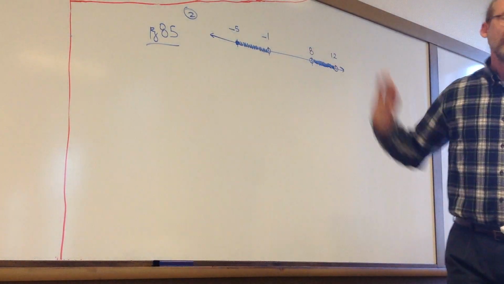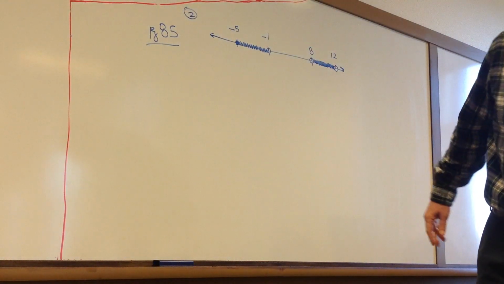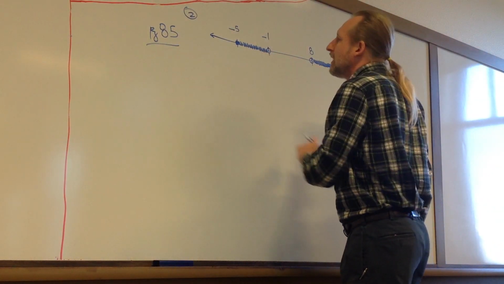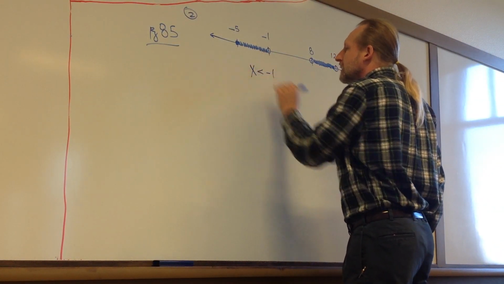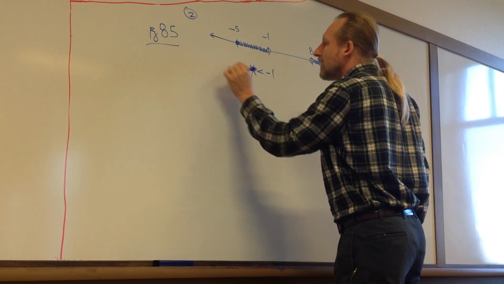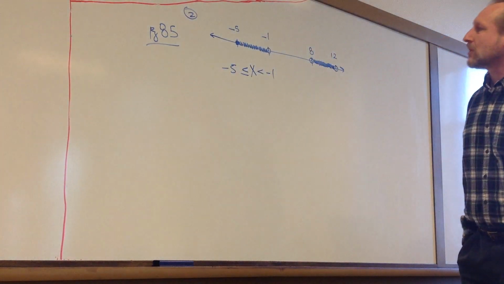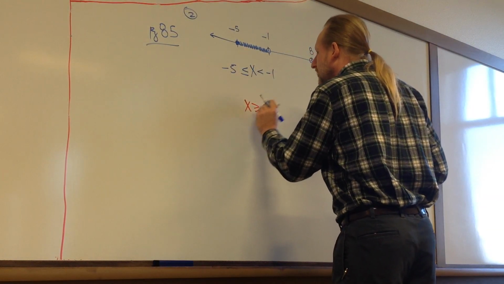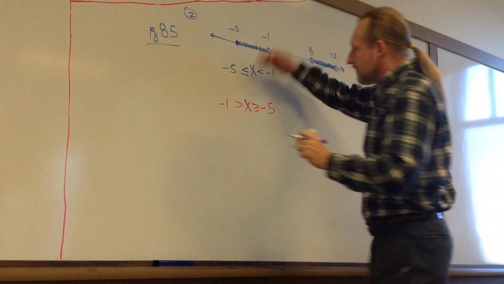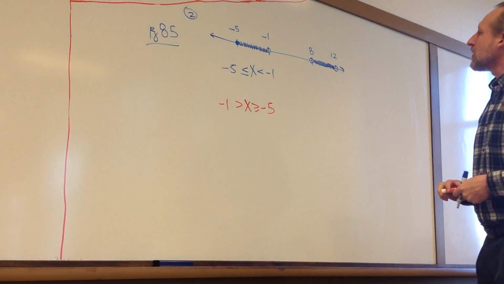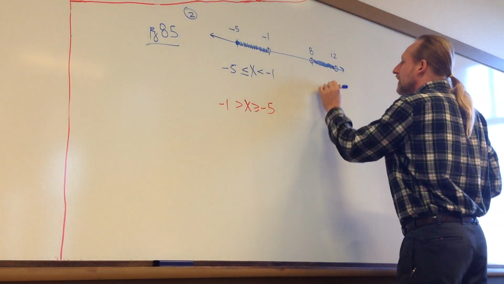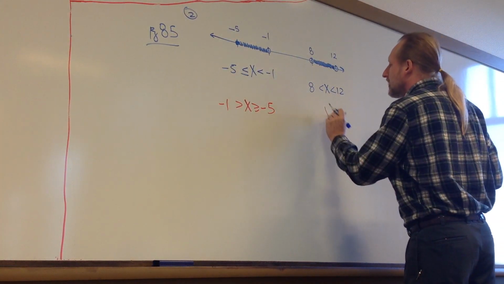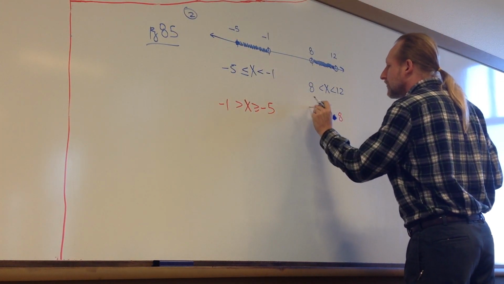We have 2 intervals to represent, so we're going to need 2 separate statements. The first statement that we want here is to say that x should be less than -1, but greater than or equal to -5. Again, you can turn these around if you'd like, so long as they're pointing in the right direction. So these are both correct. Over here, we would have x less than 12, x greater than 8, and again, you can turn this around if you'd like.